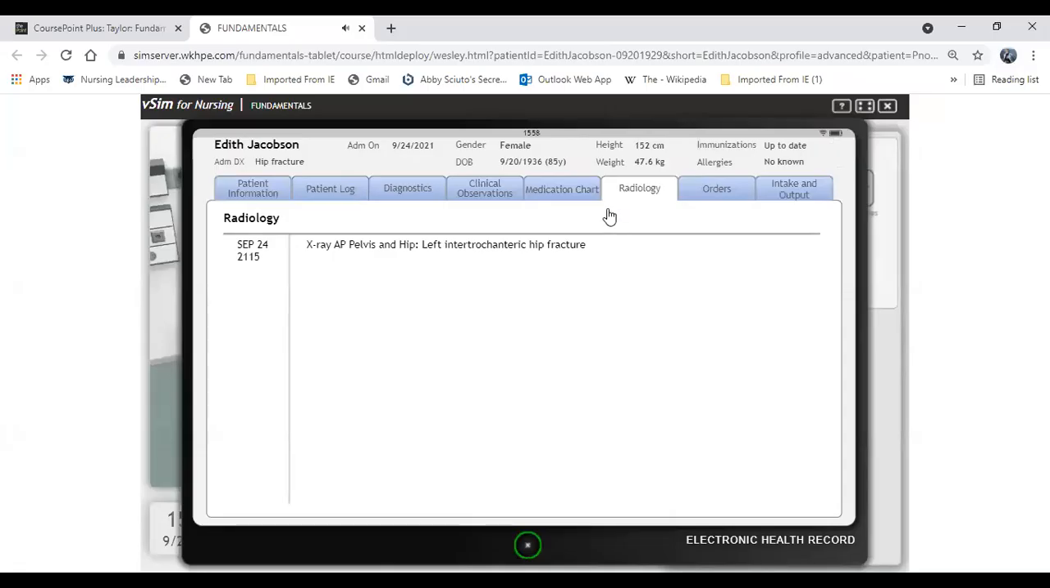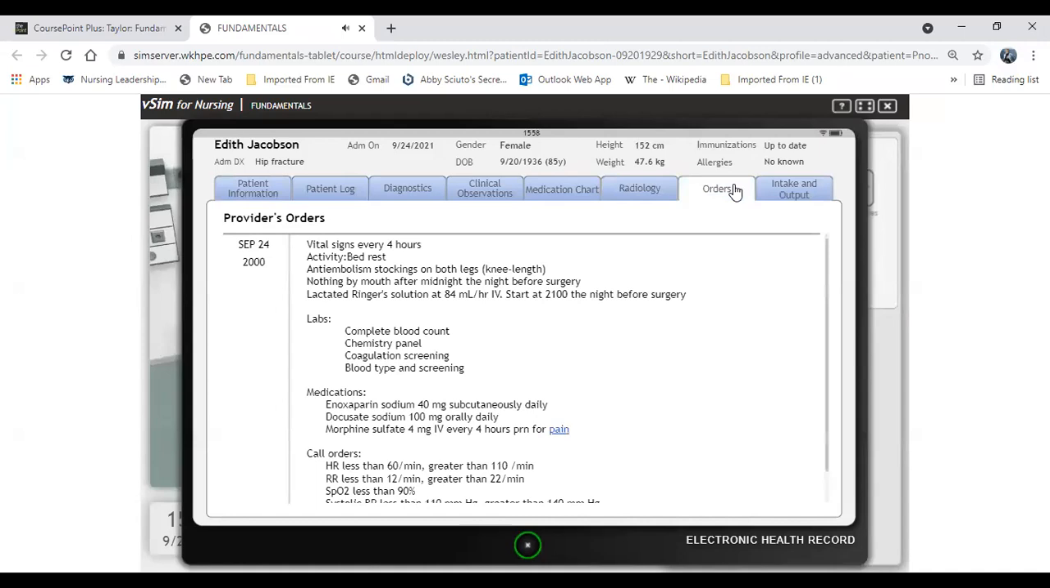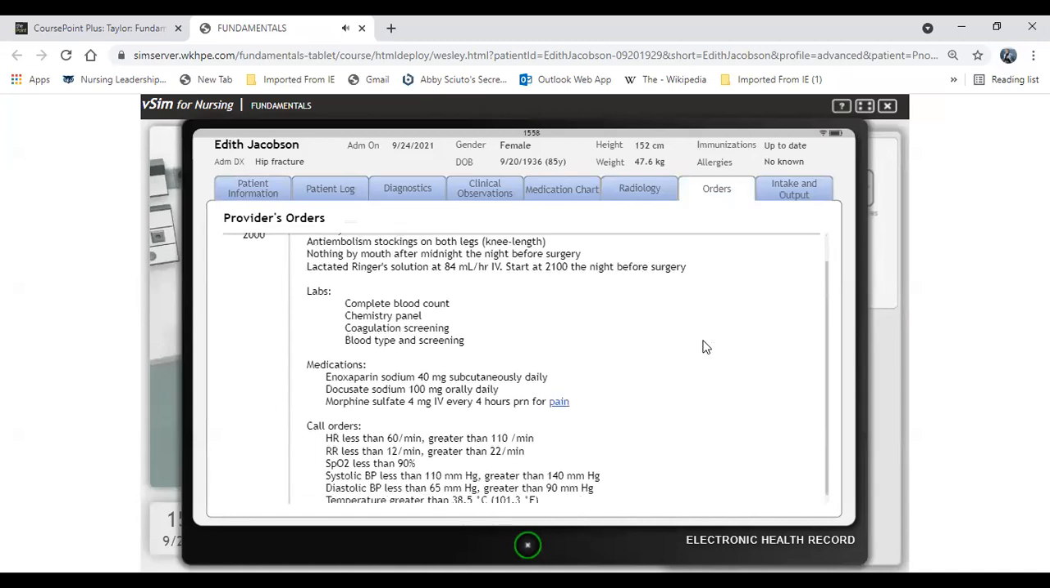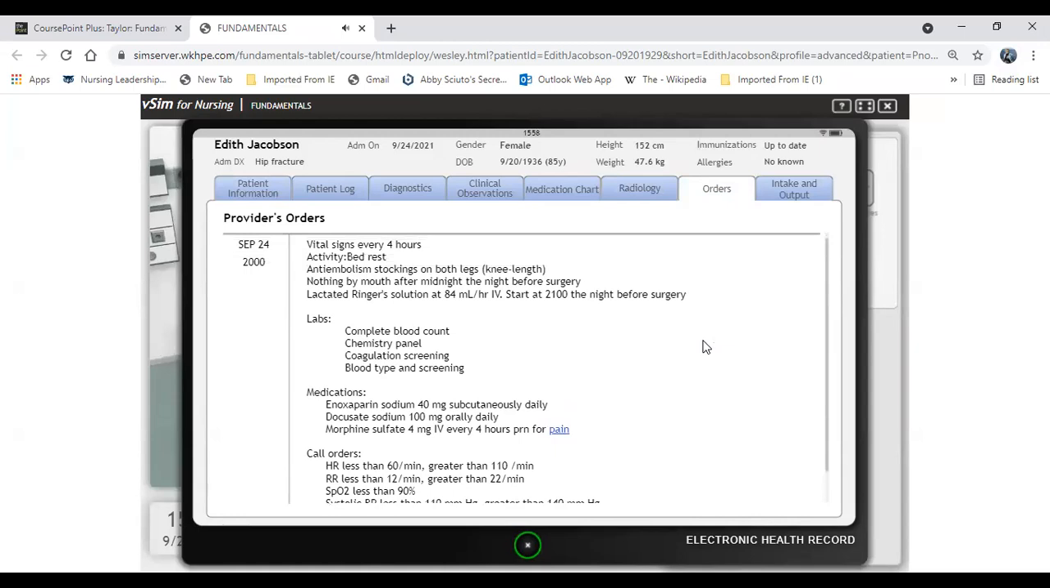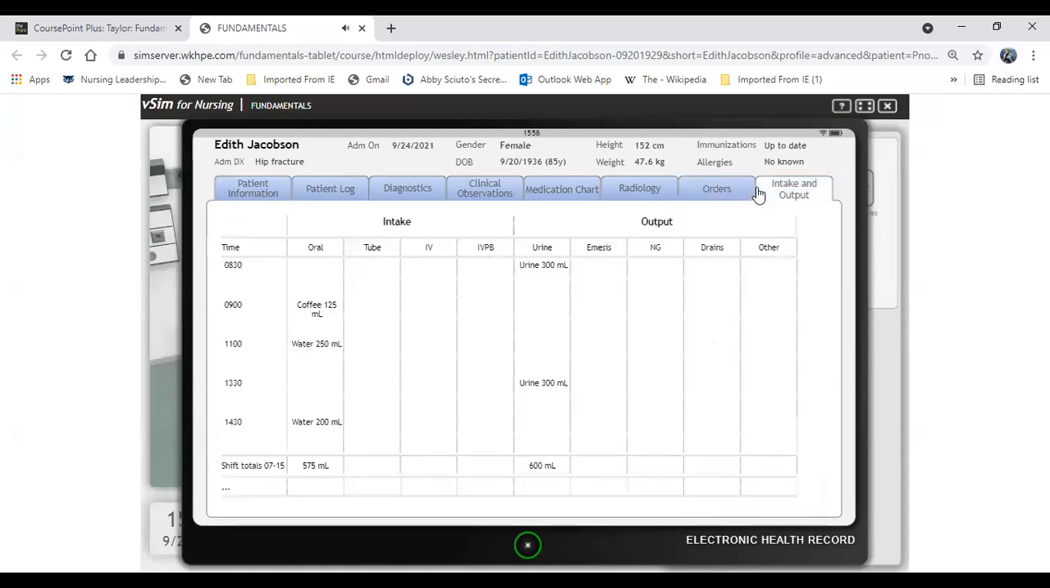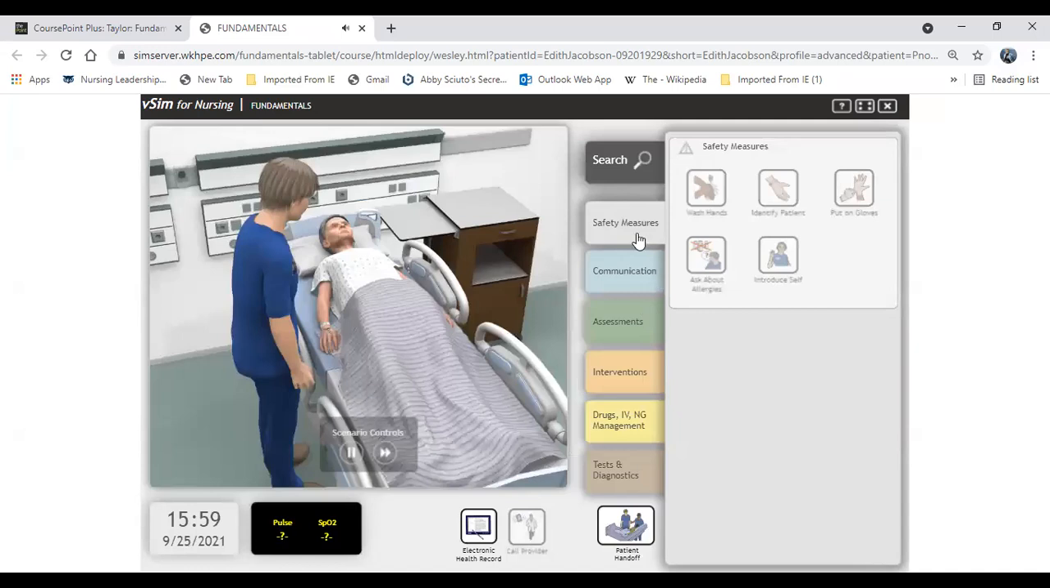Okay, so your radiologist is going to tell you about your x-ray, your orders here. You want to go through those because you may have to do interventions, all right, with the anti-embolism stockings and checking the IV. And then this is your intake and output. This tells you the last time you had any input or any output. All right, and then after that, you can go into the actual VSIM.